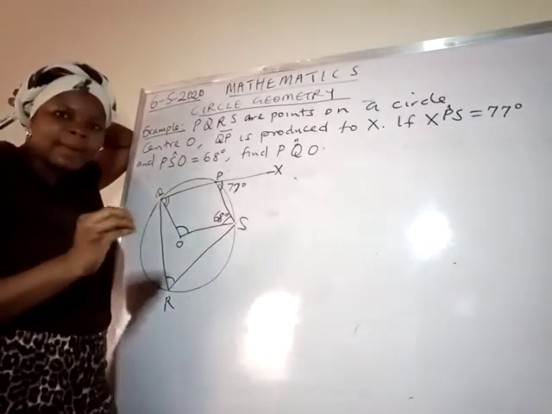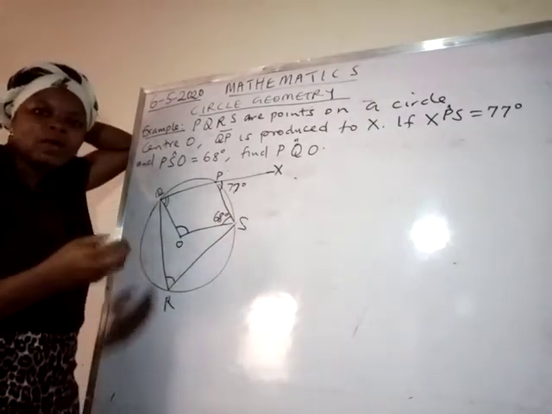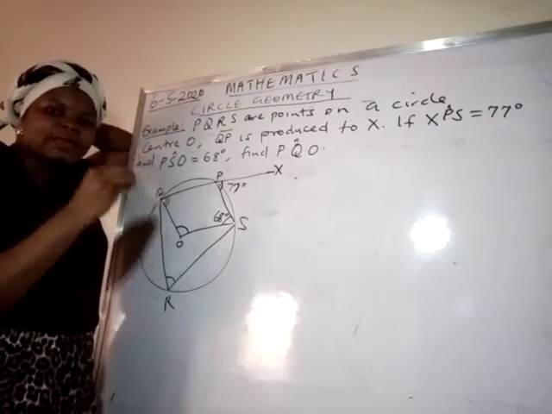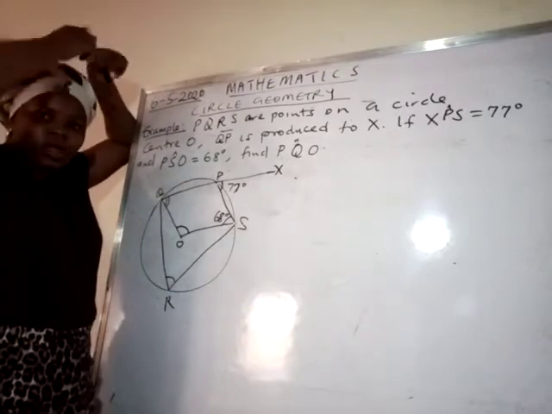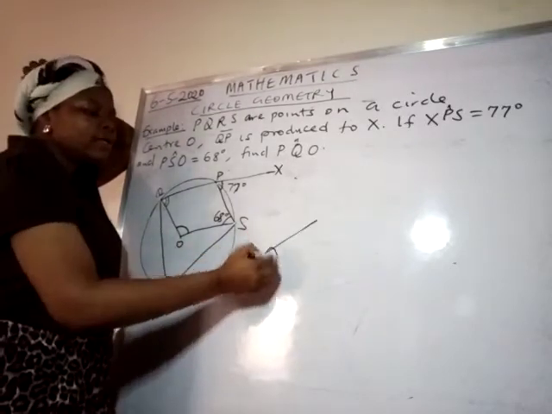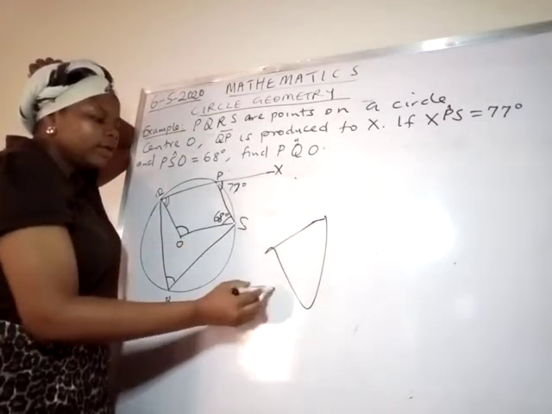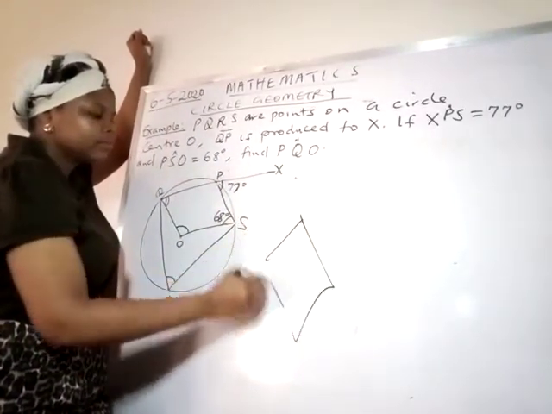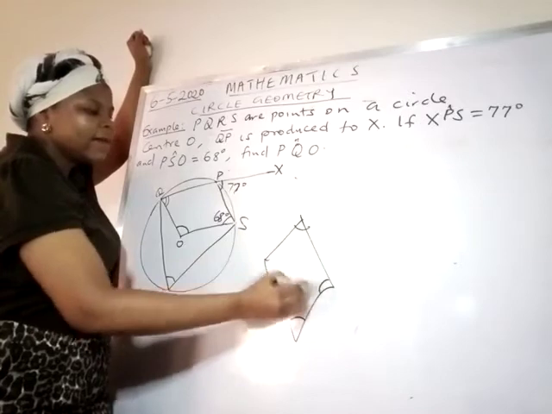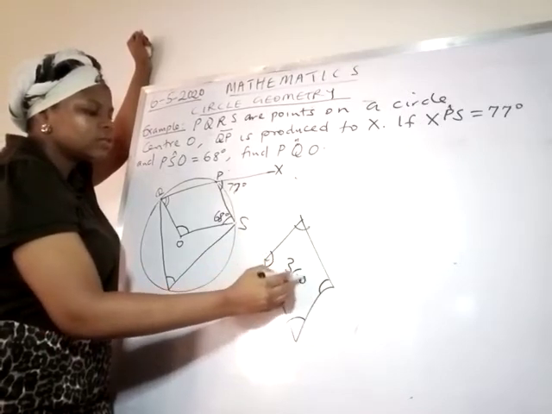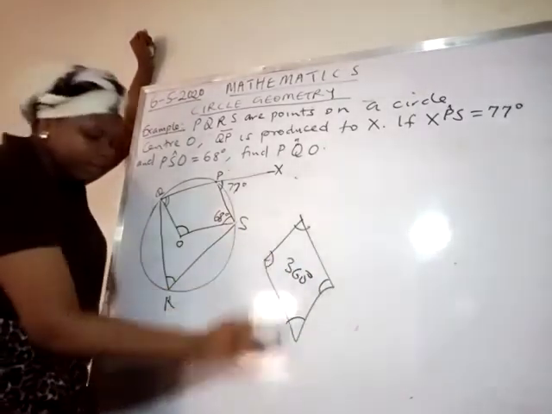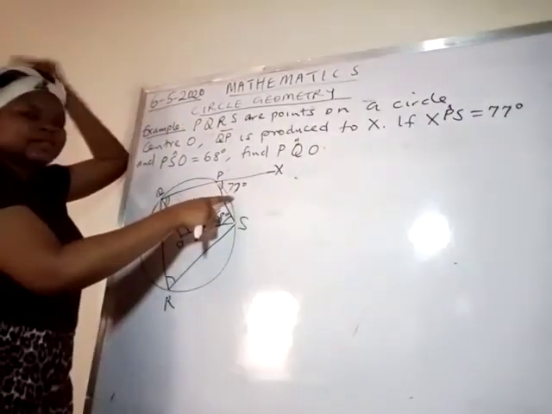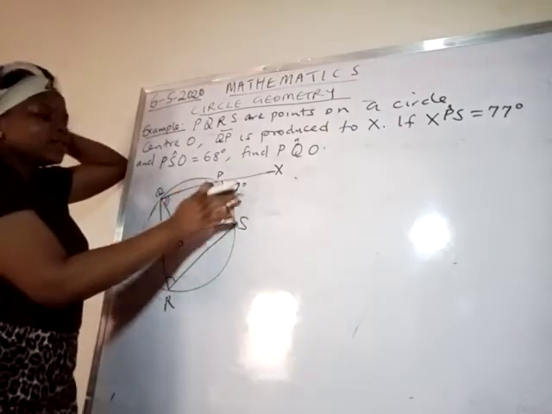I need to remember that the sum of angles of a quadrilateral is 360 degrees. So if we add the 4 angles in a quadrilateral, they are going to give you 360 degrees. Don't forget, if I have a quadrilateral, this angle here, if I add everything together, the addition is 360 degrees. Do you get that now? So don't forget that. Now, in this diagram, I have 77 degrees as the exterior angle.